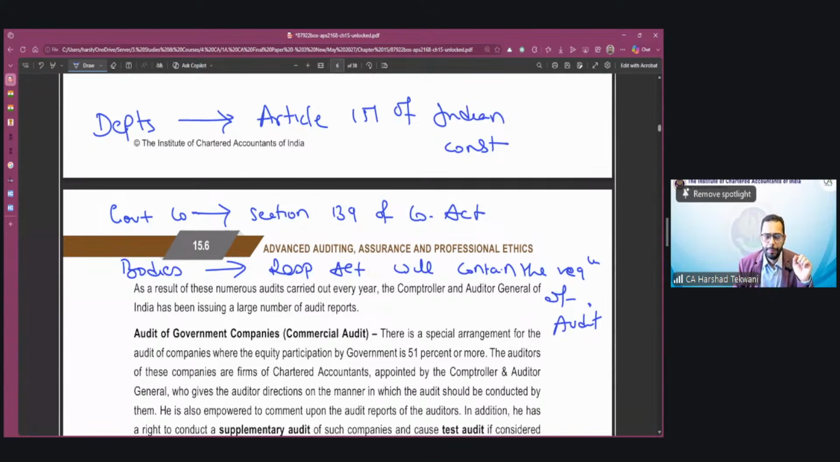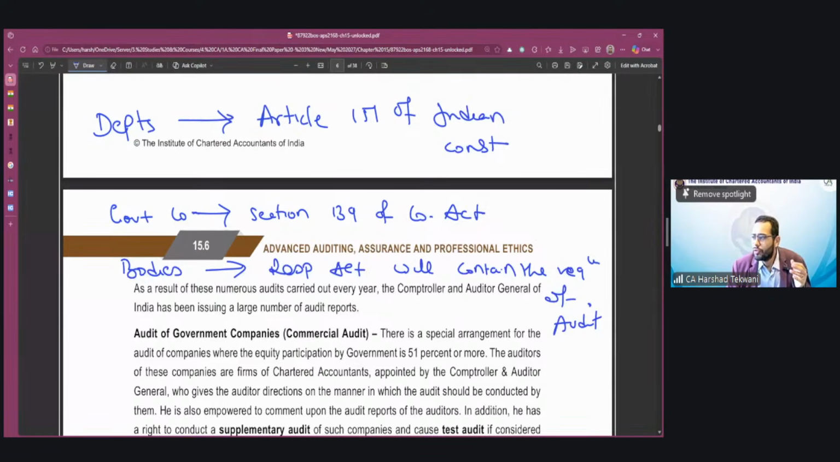Now, when I talk about audit being done by the CNAG, there are multiple types of audit that are being done. And there is an entire set of regulations issued by CNAG which talks about such kind of audit. So let's understand some aspects of it. I'll just show you those regulations and some aspects of them.